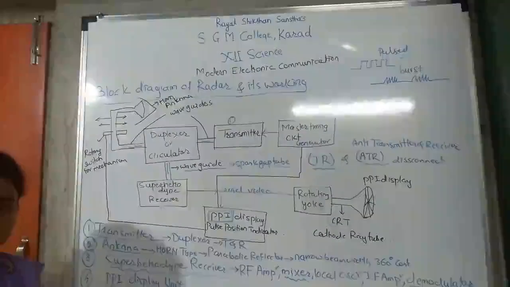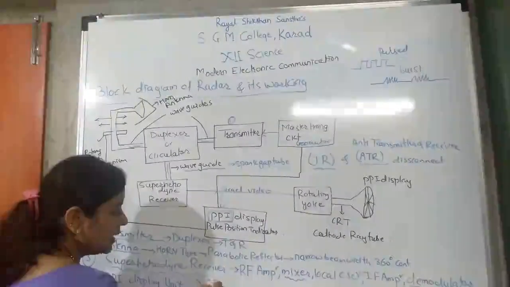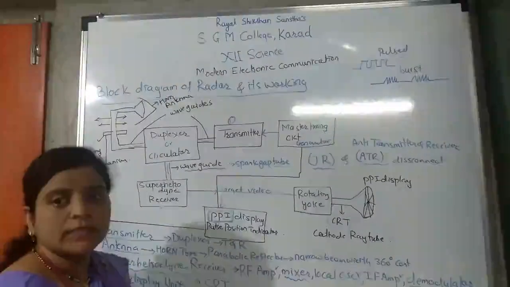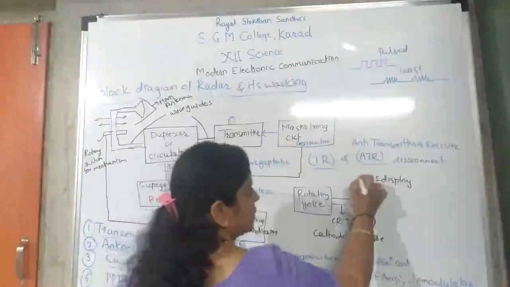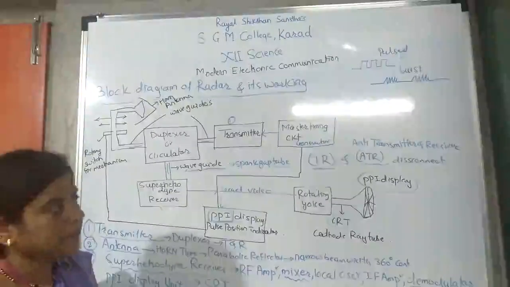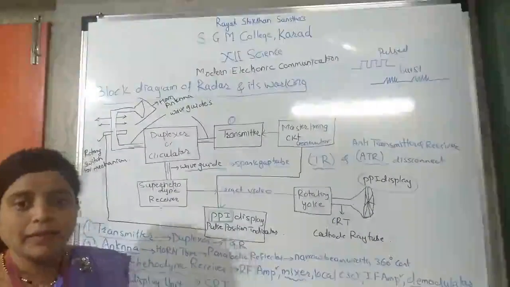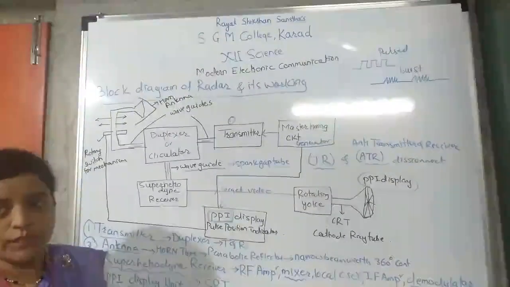For the display unit, what is used? CRT. CRT is what? Cathode ray tube is used. It is a cathode ray tube which is connected to the PPI display. PPI display means pulse position indicator display is used. So what happens in the pulse position display? It is a separate diagram. I will show it here.